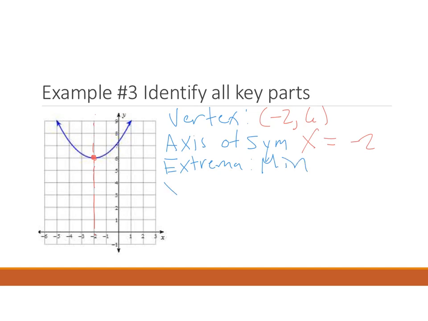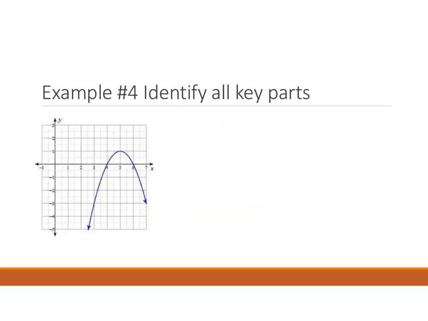Now we need to do both the x-intercepts and the y-intercepts. If I look, my parabola does not cross the x-axis, so I have no x-intercepts. And it does cross the y-axis, and it looks like it's just a little bit above 7, so we are going to write (0, 7.3). Last example. Can you draw this parabola in your notes and see if you can name all the key parts by yourself? Pause the video and try this, then watch to see if you got all the same answers as me.